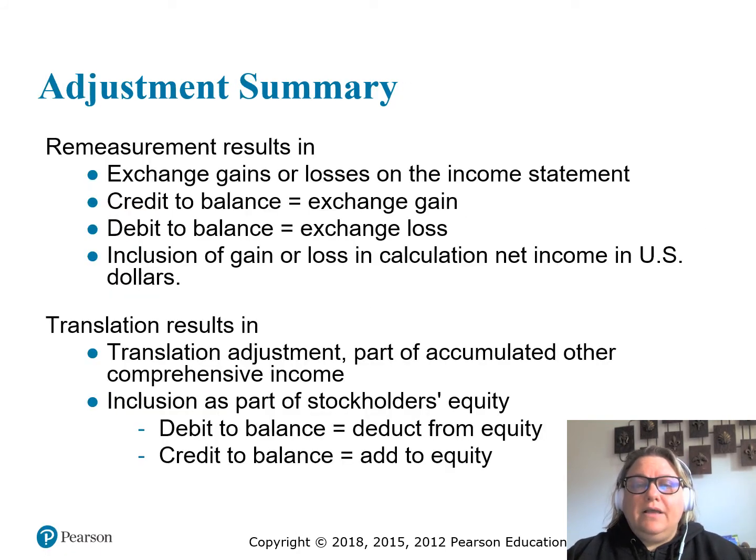Okay. Again, the summary: the remeasurement gives you exchange gains and losses. If you have a credit, it's an exchange gain. If you have a debit, it's an exchange loss. And then the translation results in part of accumulated OCI. So really, this is just more for the OCI section.